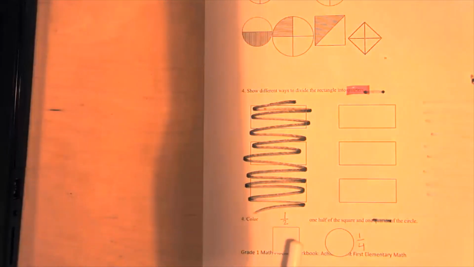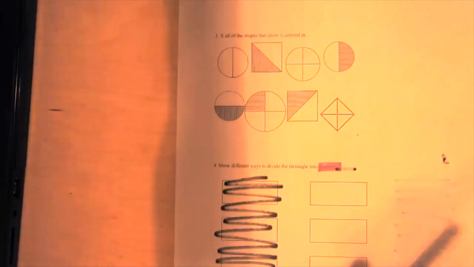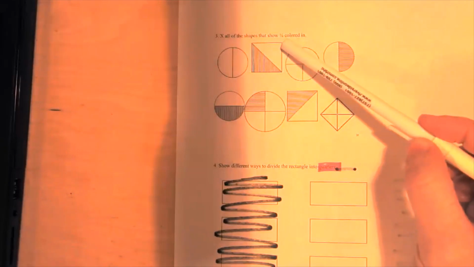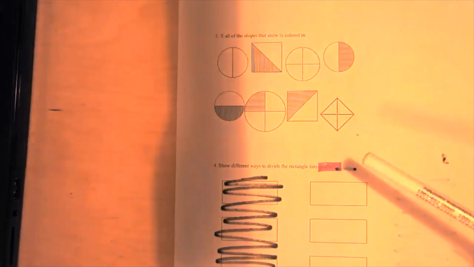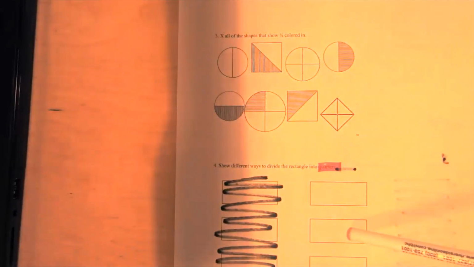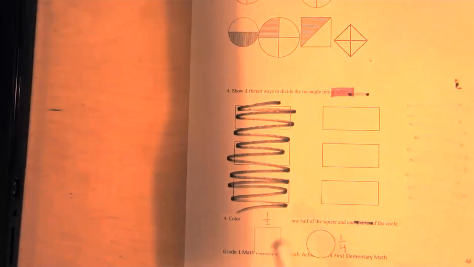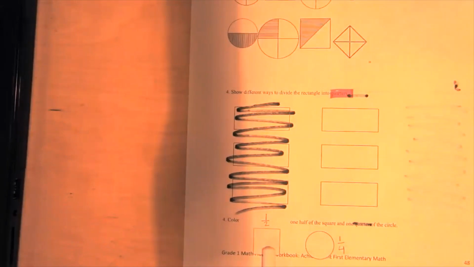You can always rewind this a little bit and go over the directions again. So on the back, an X, all the shapes that show 1/4 colored in. This one, you need to divide it into quarters. And for this bottom one, it wants you to color in half of the square and 1/4 of the circle.